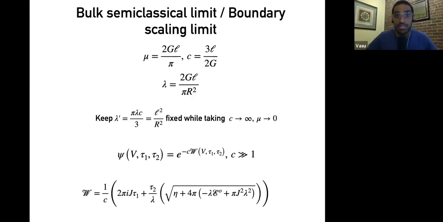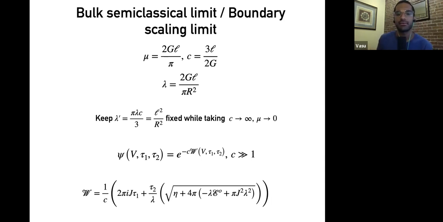Next question is, what is the semi-classical limit? So in terms of the quantities on the boundary, what we want to do is keep the product of lambda and c fixed. I'll call that lambda prime. I've added a factor of 1/3 for convenience later. So I keep L squared over R squared fixed while taking C to infinity and mu to 0 simultaneously. And that is the same as taking the semi-classical limit in terms of the bulk psi. So it's like the WKB limit of this wave function.